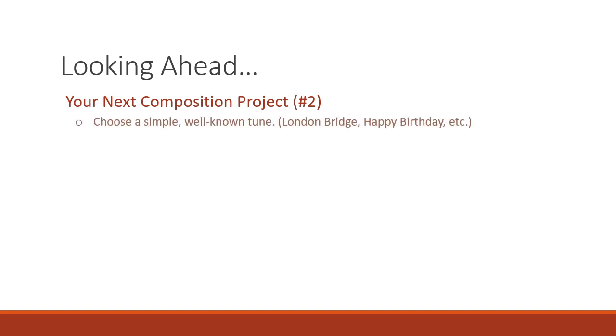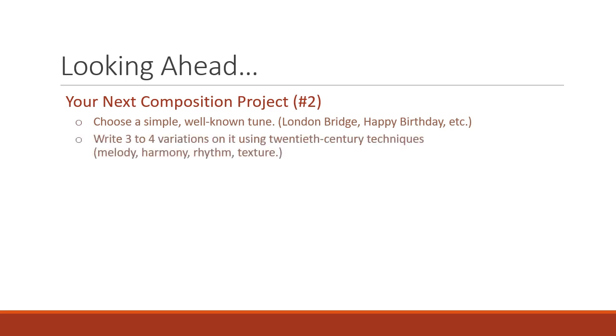Before we get started, I want to give you a little preview of your next composition project, which is project number 2. For this project, you will choose a simple, well-known tune, something like London Bridge or Happy Birthday. You will then write 3 to 4 variations on it using 20th century techniques that you learn in these videos. 3 to 4 depends on how long the tune is that you pick. If it's a shorter tune, I'll ask you to write 4.